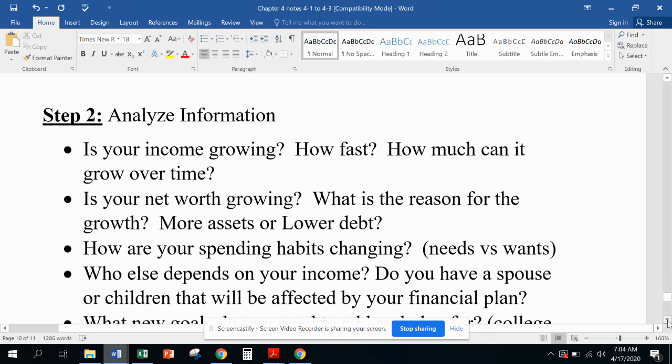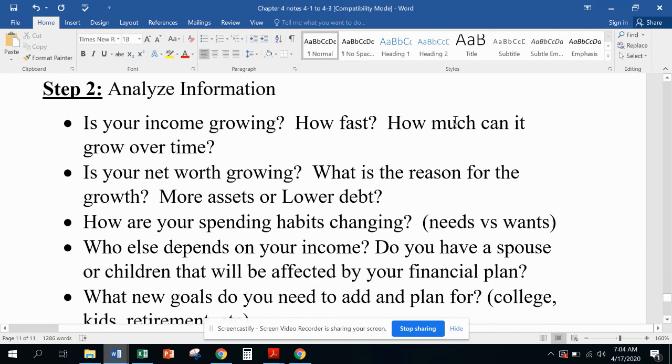Okay, now we want to take some time and analyze the information. As we've got all our finances in front of us, we want to take a look at all those old cash flow statements, all those old pay stubs. Is our income growing? Okay, is it growing faster than inflation? Okay, and what are we limited by? How much more can it grow over time? Or are we at the top of our earning potential? Now, is our net worth growing? Okay, net worth is assets minus liabilities.